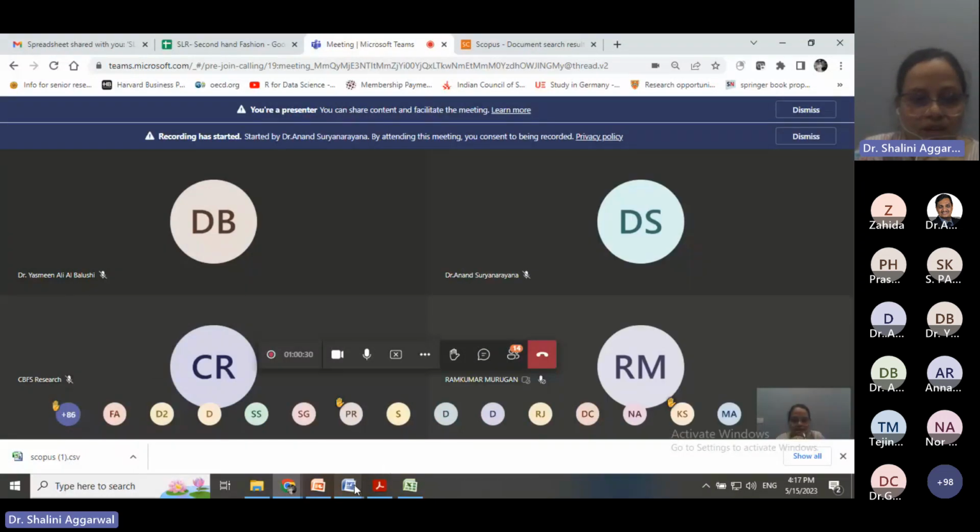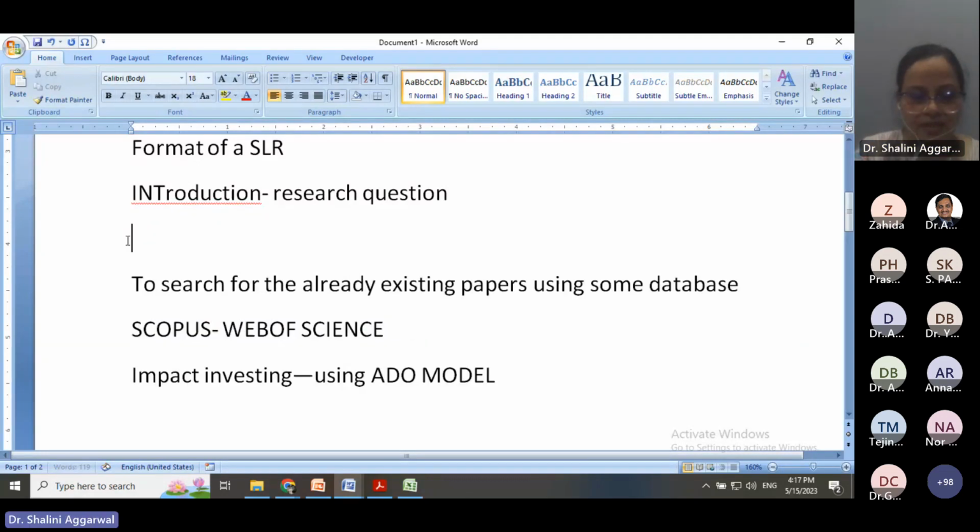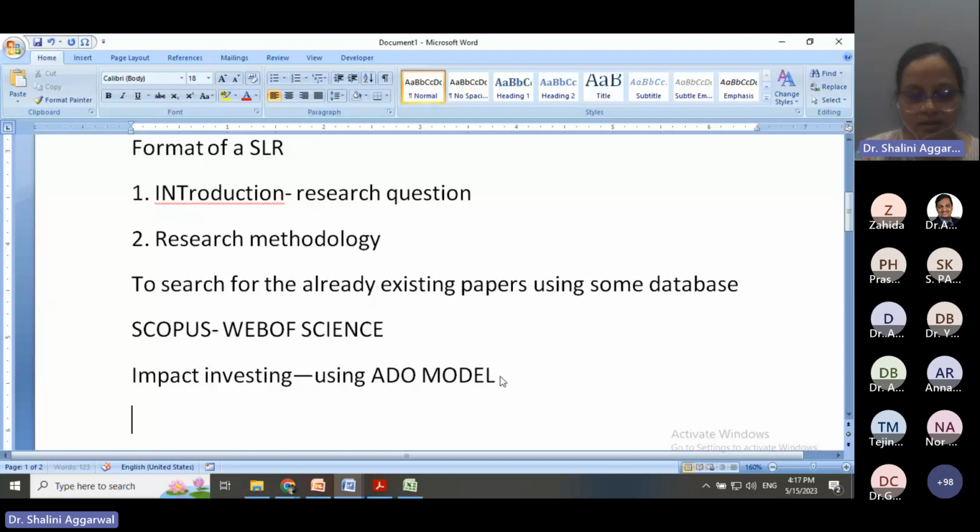So let's move ahead. These are the two things that we have already talked about. First is the introduction, that is the research question. Second is the research methodology part, right? This is the first part of an SLR, and this all is the second part. Third is the data analysis.